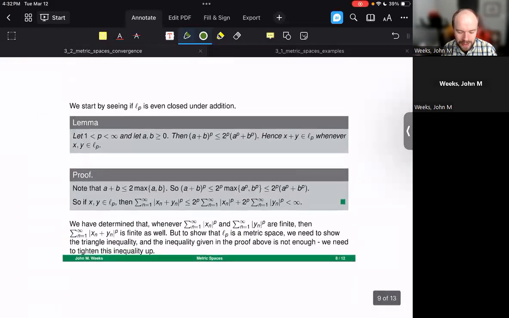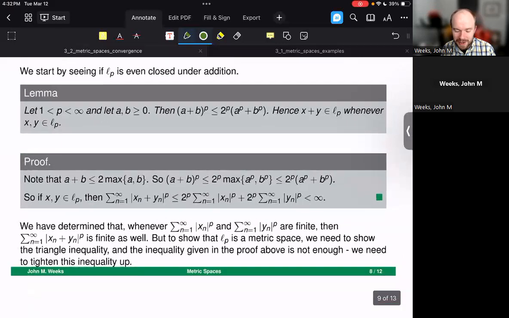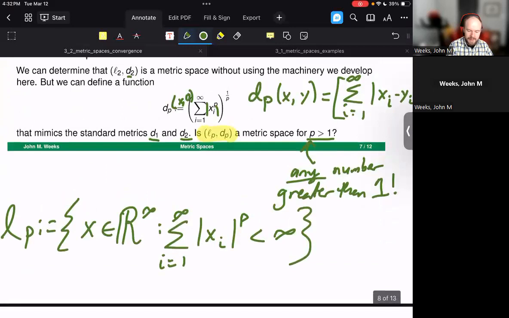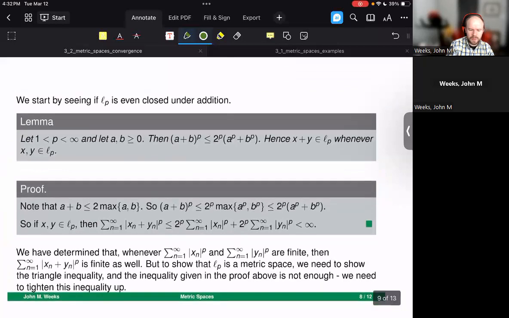Let me go ahead and show you a little bit before trying to make you too scared maybe of what's going on here. Let's start by saying, is little LP even closed under addition? Is it the case that if I take two sequences that share this property of having this condition, adding those two sequences together, term by term, gives us something that is inside of this space?